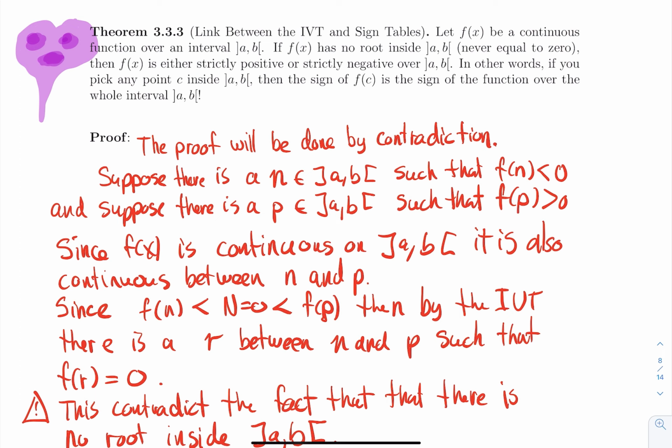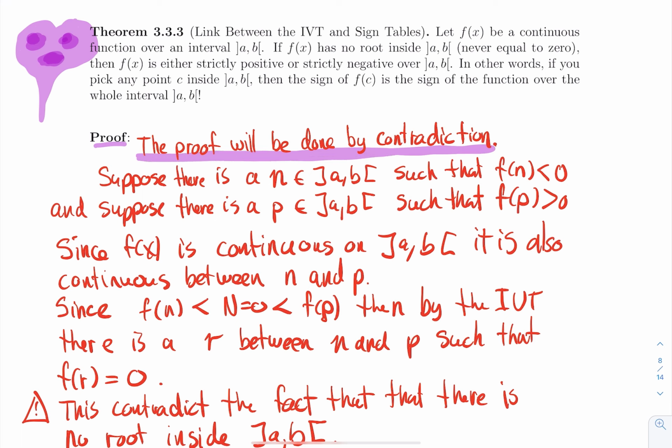So again, here I'm going over the proof. I think the ideas should be very intuitive, but one way to present this proof is actually by assuming the opposite and proving it by contradiction. So here the proof will be done by contradiction. So what do I mean by this?